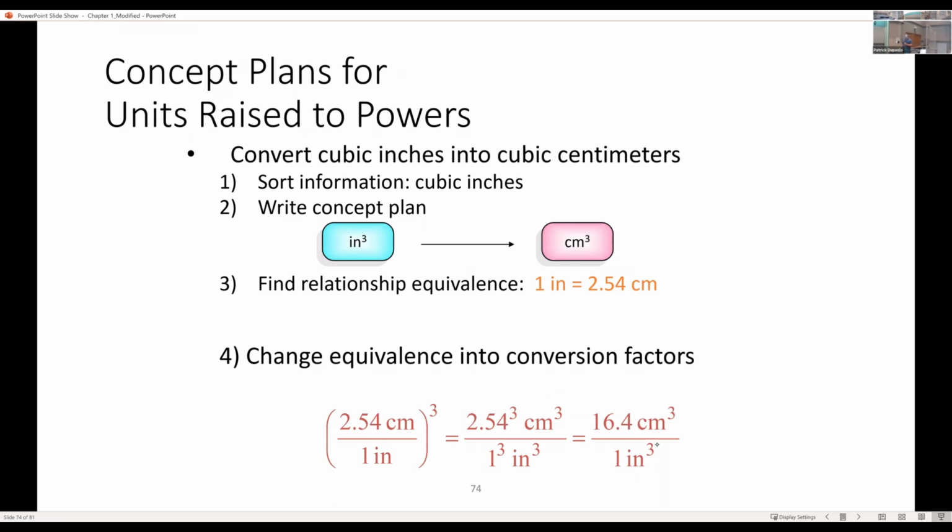So for those cubic units, and even if it's square feet, square whatever, you want to make sure you square the entire unit to get the conversion first. Then you can do it normally. So that works, because they're exponentials when you increase the dimensions.